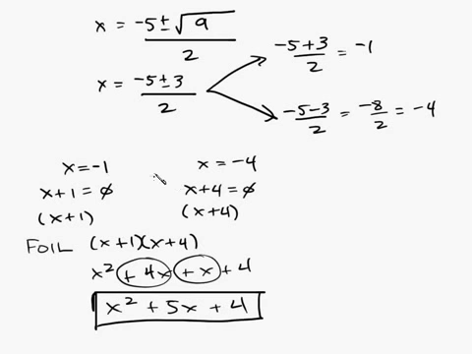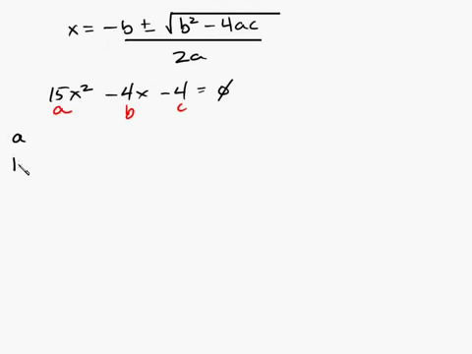This is just one way to do it. Okay, let's do one more example. Make a little list. A, B, C, equal, equal, equal. A is 15, B is negative 4, C is negative 4 as well.